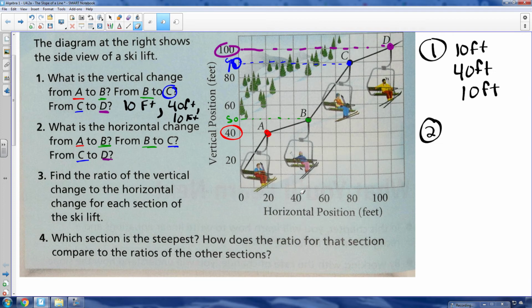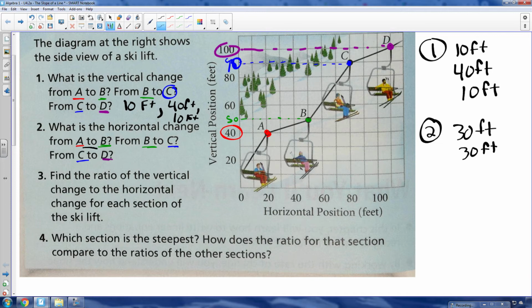So let's try this. You see the eraser there. From A to B, what's the horizontal change? From A, it's at 20, you see that? And B is at 50. So from 20 to 50, that's a horizontal change of 30. From B to C, it's at 50 here, between 40 and 60, and then it's at 80. So that's a change of 30 as well.